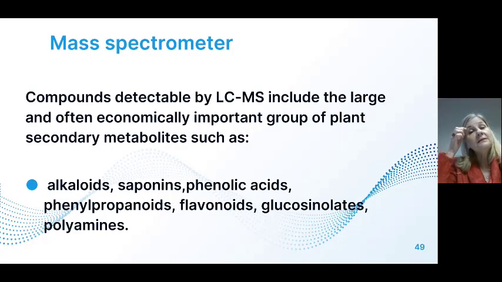Now, the compounds that you can see using LC-MS, or separate and detect, would normally be the most economically important group of plant secondary metabolites. So this was why LC-MS would be favored above GC-MS, because we are looking for plant extracts. Unless we're looking for essential oils, then obviously GC-MS would work. But if we want to see differences in the secondary metabolites, we are looking at LC-MS for our separation, and we can then detect alkaloids, saponins, phenolic acids, etc.